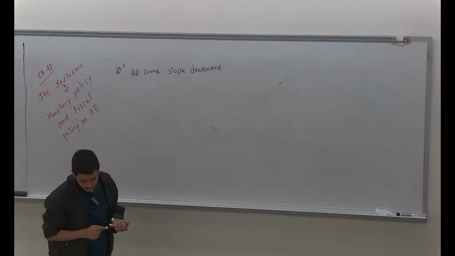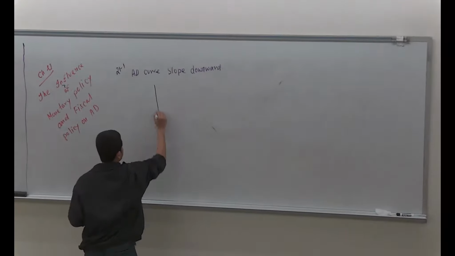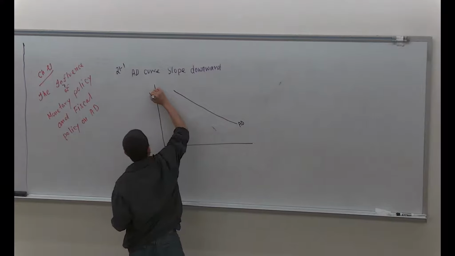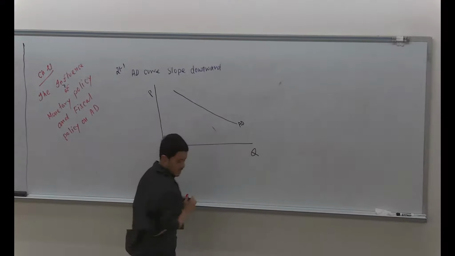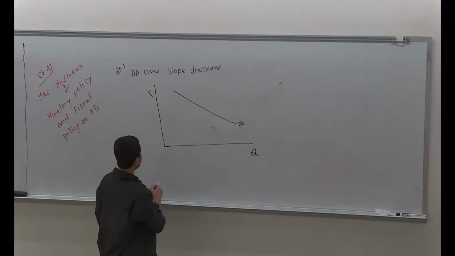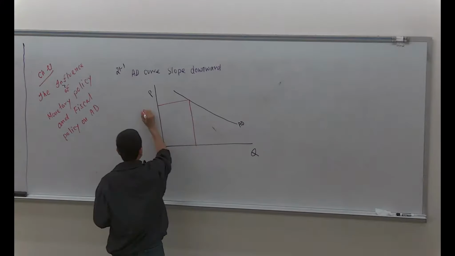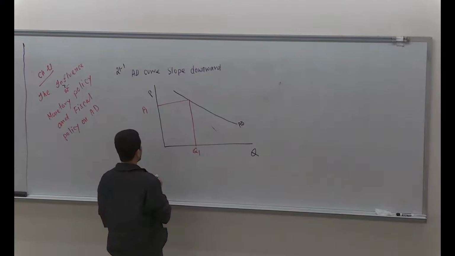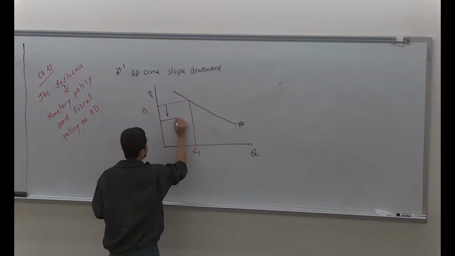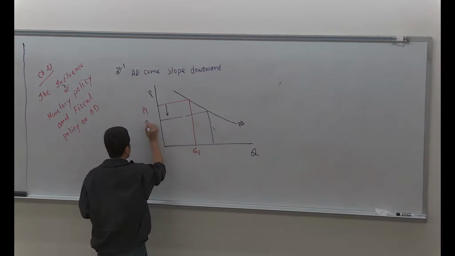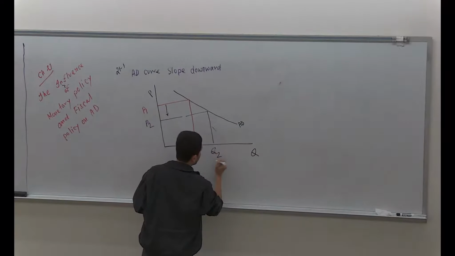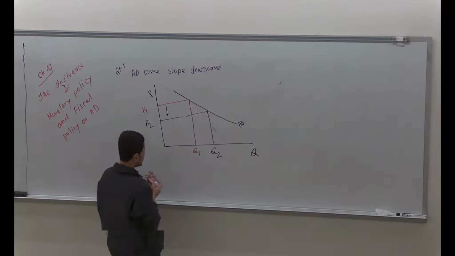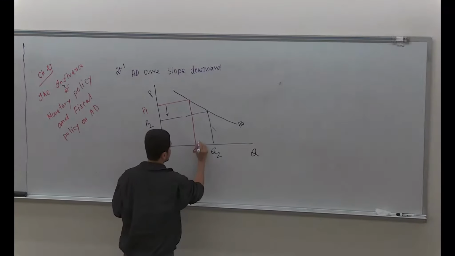For instance, we draw an AD curve. This is our aggregate demand curve, this is price and this is real GDP. When the price is, let's say, P1, then real GDP may be Q1. However, when the price level falls from P1 to P2, then real GDP, or quantity demanded of goods and services, actually increases.